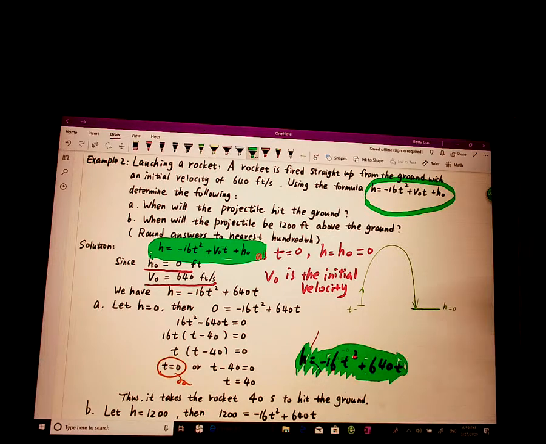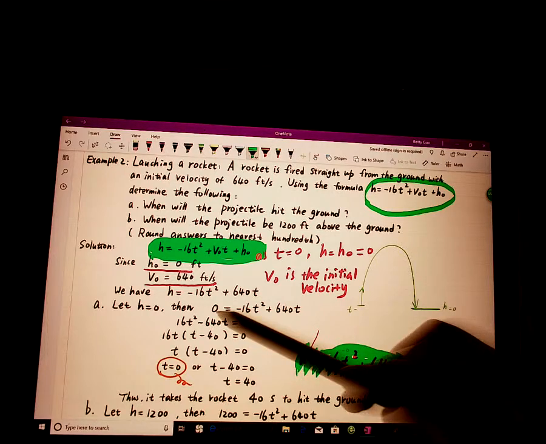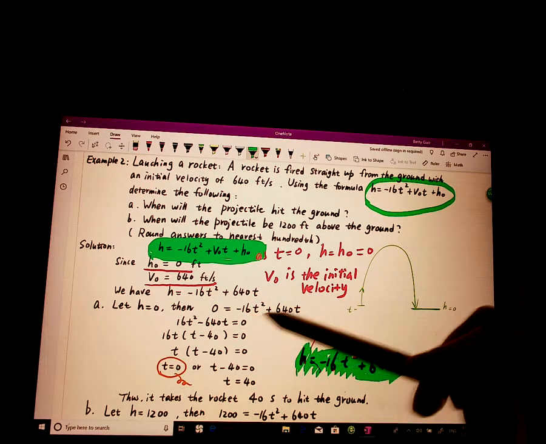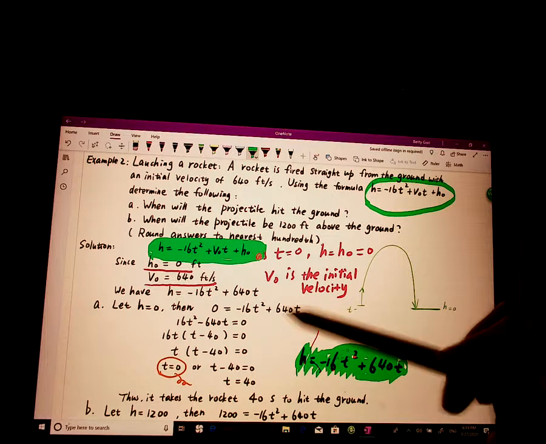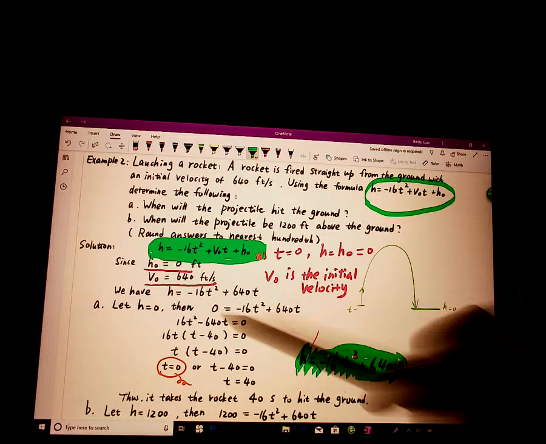Okay, so part A. Now we need to figure out the time when the projectile hits the ground. When the projectile hits the ground, what's the height? Height is 0, right? So you make h be 0. You would have 0 equals negative 16 t squared plus 640 t. And now you are looking at a quadratic equation.